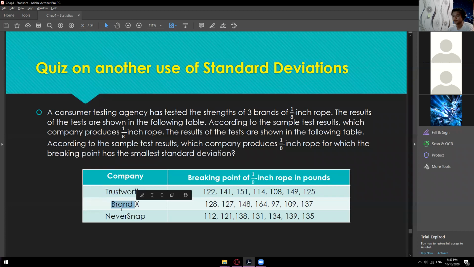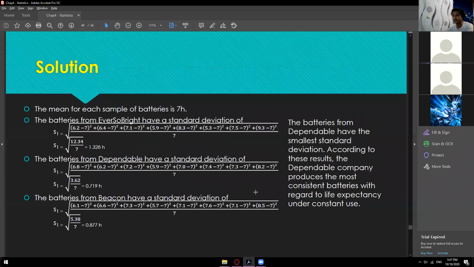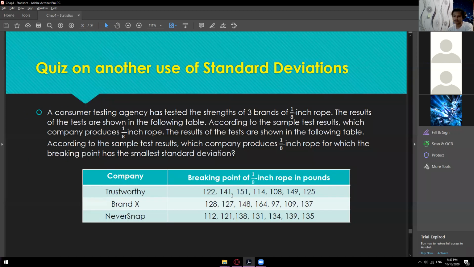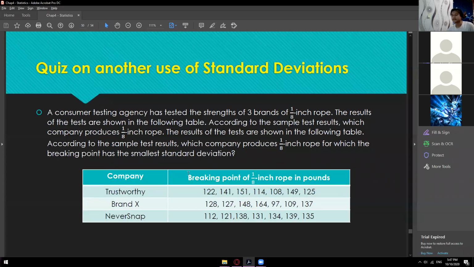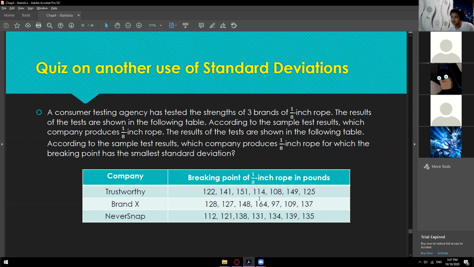Meron tayong 3 companies. And then ito yung mga data nila. And then do the 5 steps. Okay? Or pwede nyo ito na para minsanan. And then get the smallest standard deviation. So alamin nyo kung ano yung pinaka smallest ng standard deviation. And then yun yung pinakasagot nyo. Okay? And then anong brand siya? Or anong company? Okay? So any questions so far regarding with this one? Wala, sir. Alright.